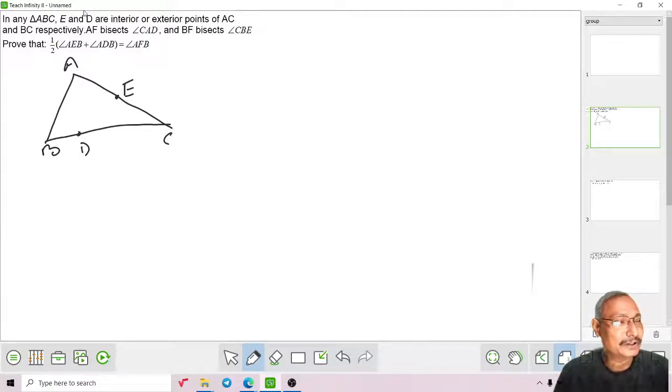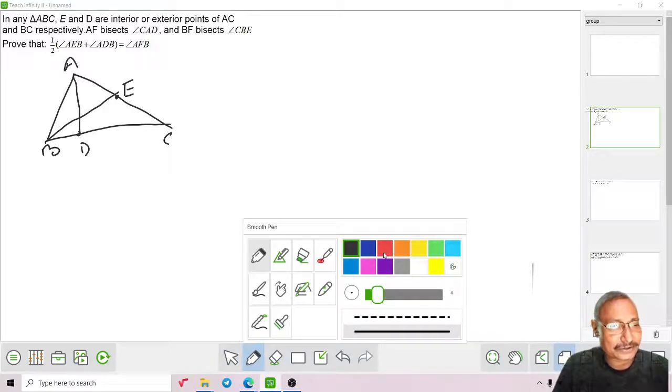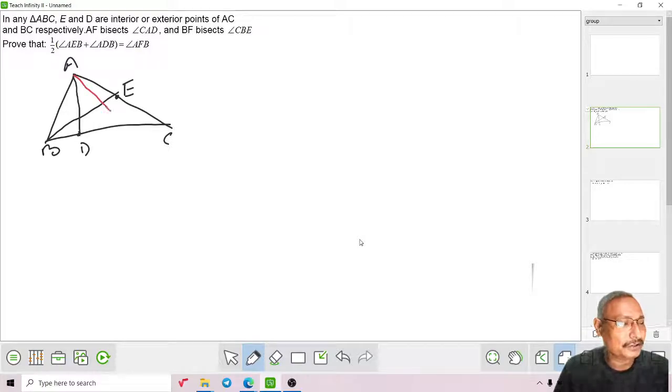Now we have to find the bisectors of CAD. CAD means this angle, the bisector of this angle, and at the same time the bisector of CBE, meaning the bisector of this angle. So first of all, draw the bisectors of these two, and these two bisectors have one common point F. That means they are meeting at point F. AF and BF are the bisectors, so they are meeting at point F.